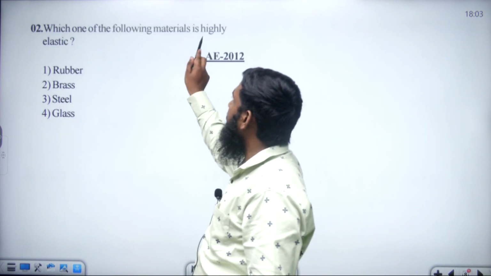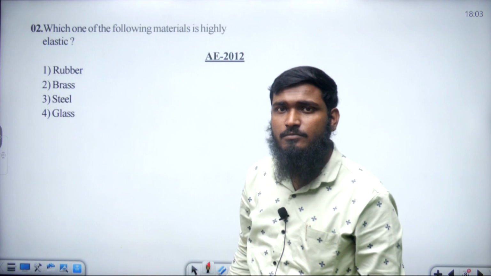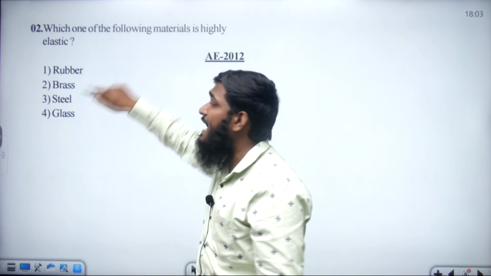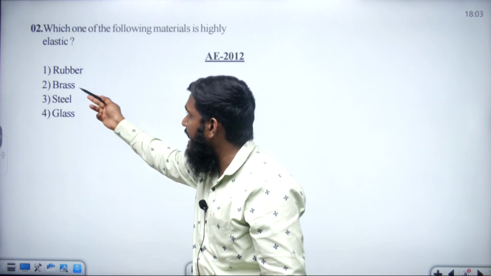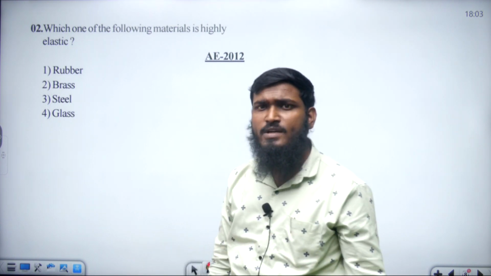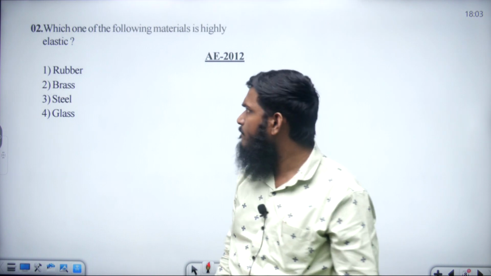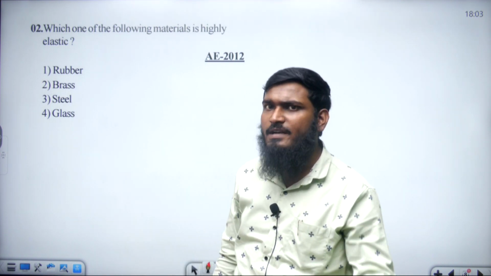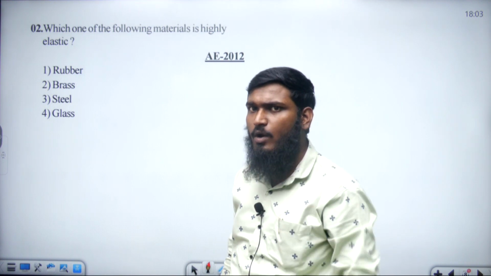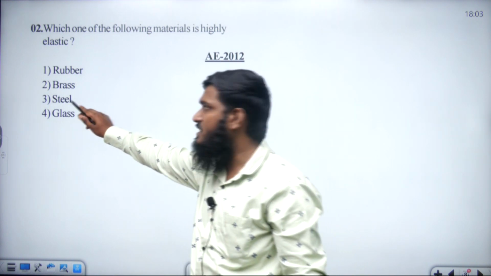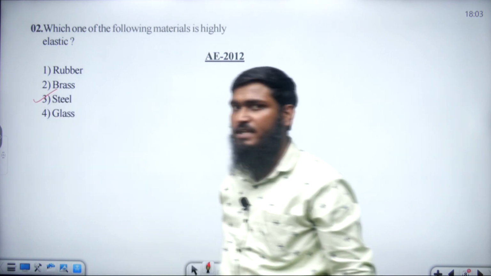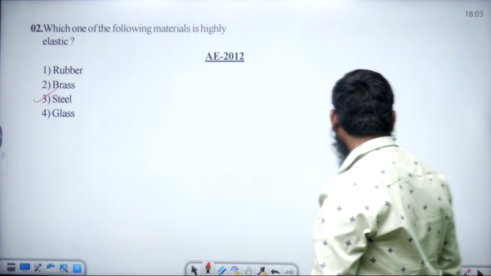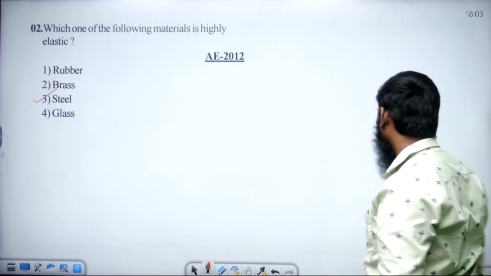Which one of the following materials is highly elastic? This also I have explained to you. Rubber, brass, steel, glass. What is glass? Glass is a brittle material. Yes or no? Rubber we have, brass we have, steel we have. The most important point I have told you earlier. What is the answer? Steel. Steel will be more elastic. That's why option number 3 will be correct. And this question is of AE 2012.